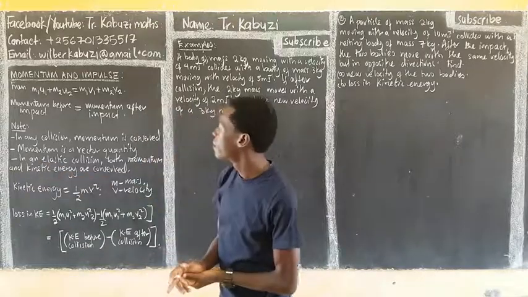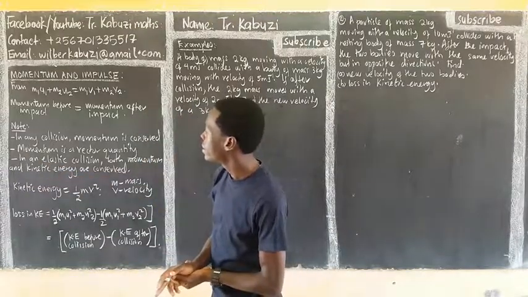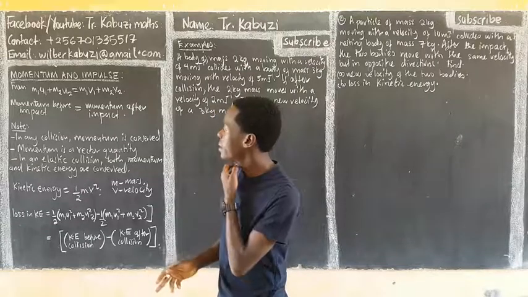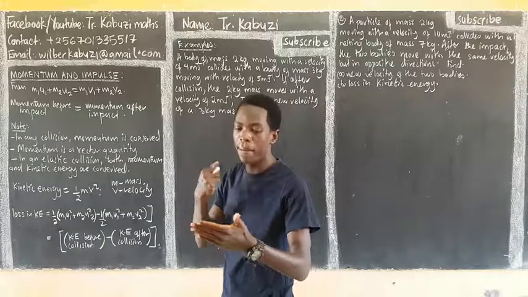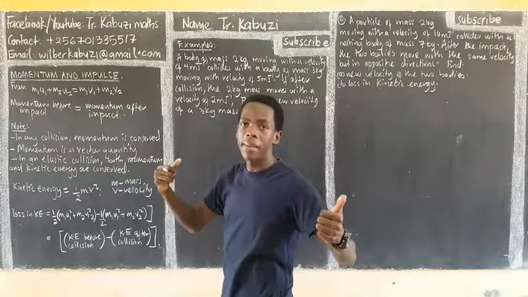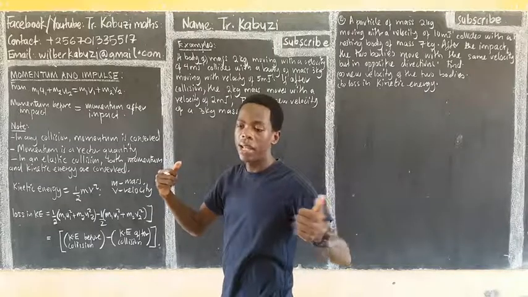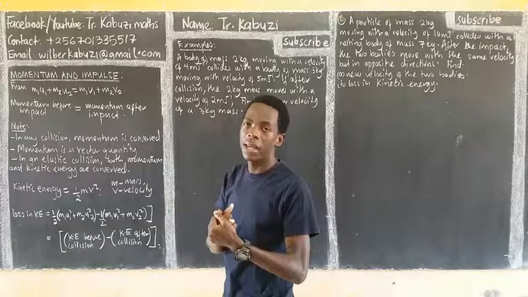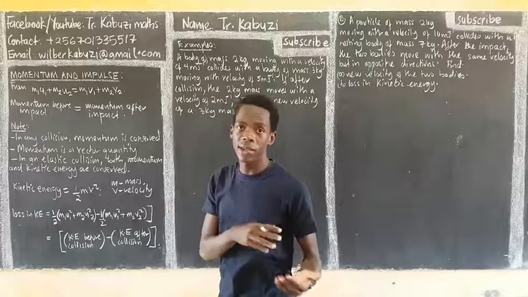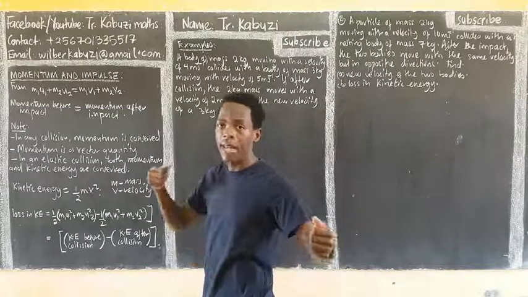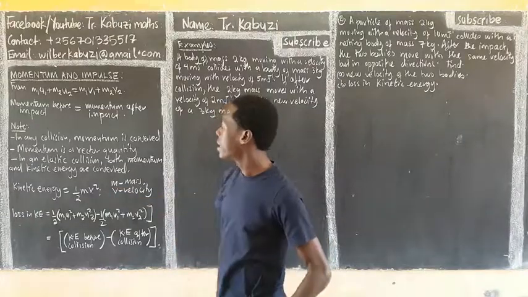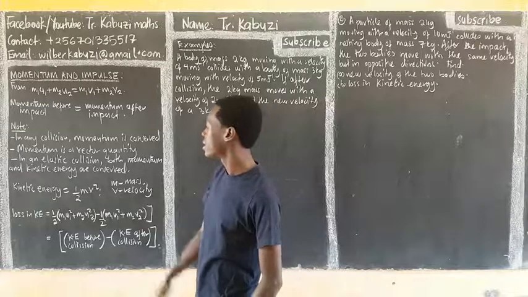And momentum is a vector quantity. In an elastic collision, elastic means when the bodies collide, they separate. That's what we call elastic. Inelastic is when the bodies collide, they stick. So that's what we call elastic and inelastic. In an elastic collision, when they collide and separate, both momentum and kinetic energy are conserved.